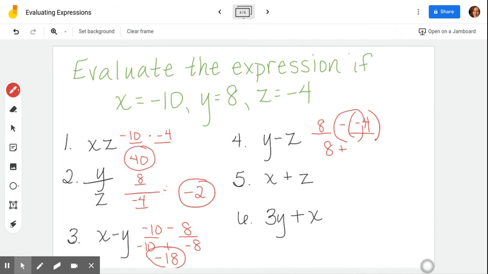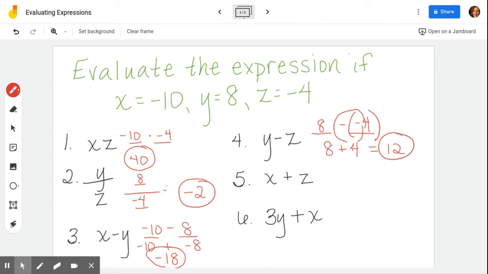Now here we go. 8 plus 4 gives you an answer of 12. If you tried it on your own, did you get that? If you got 12, be really proud of yourself. That problem, even though it doesn't look as bad as some of the others, that kind of problem where it's minus and negative is the most commonly missed on these expressions.